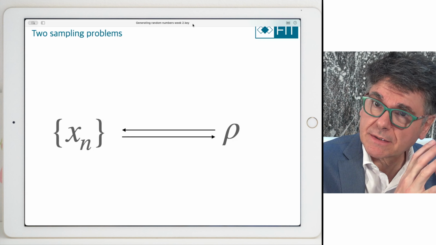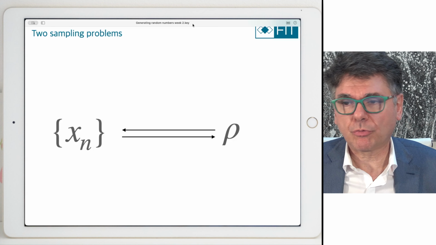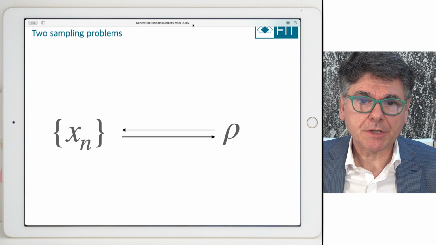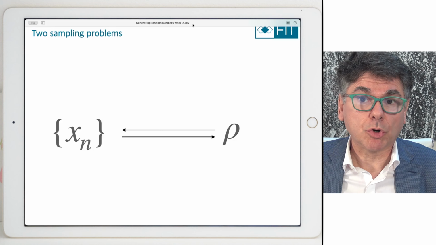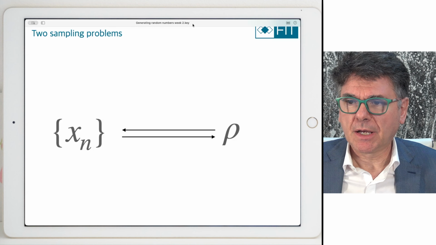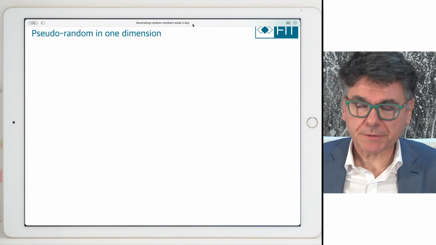So we just saw that in the case of Brownian motion. We saw how to go from X to rho. What I want to do is talk about how to go from rho to X, the generation part, which is actually more complex. It's more difficult. And one of the reasons it's more difficult is because of the concept of randomness.